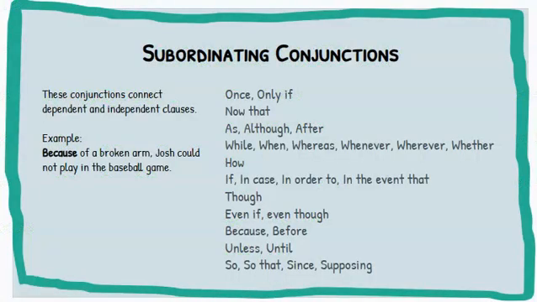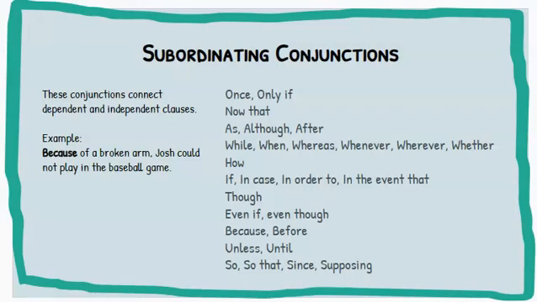Now you have subordinating conjunctions. And the root word for the sub means below. So these conjunctions connect dependent and independent clauses. So an example would be, because of a broken arm, Josh could not play in the basketball game. So why couldn't Josh play in the basketball game? Because of a broken arm.